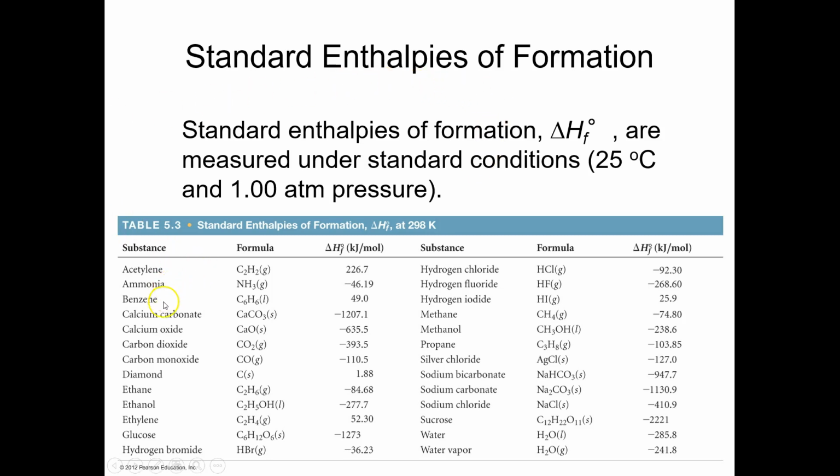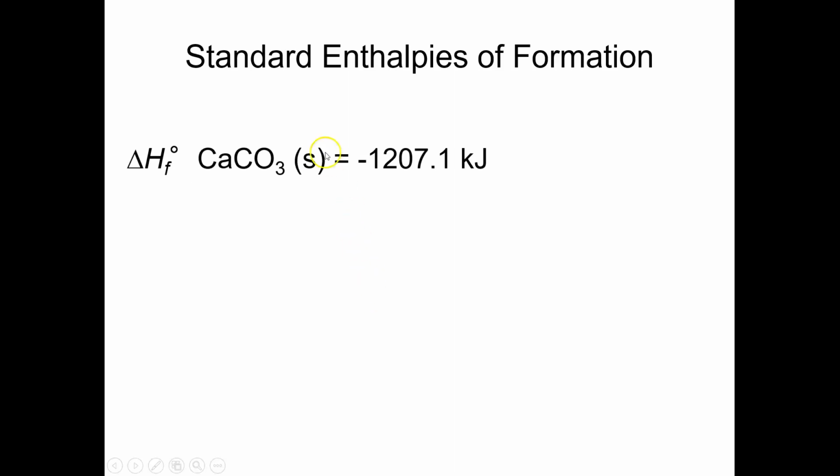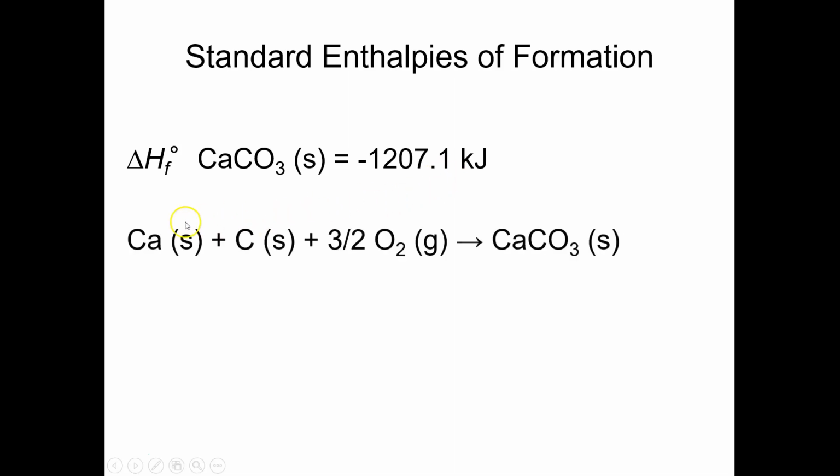And so I just decided to pull one out of here. Let's look at calcium carbonate. So it says for calcium carbonate that the standard enthalpy of formation in kilojoules per mole is negative 1207.1 kilojoules. That means, if the table says that the standard enthalpy of formation of solid calcium carbonate is negative 1207.1 kilojoules, that delta H for this reaction, that is taking 1 mole of calcium plus 1 mole of carbon plus 1.5 moles of oxygen to make 1 mole of calcium carbonate, has a value of delta H of negative 1,207 kilojoules.